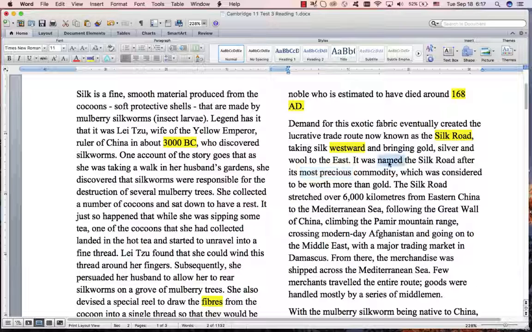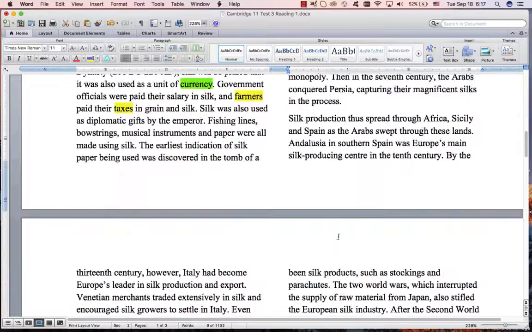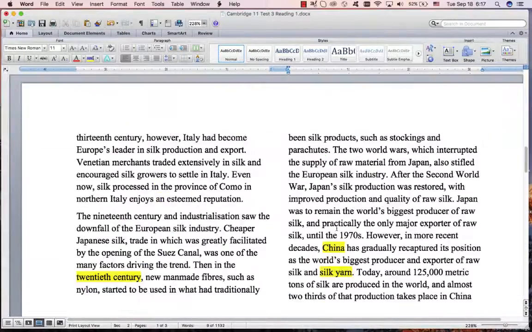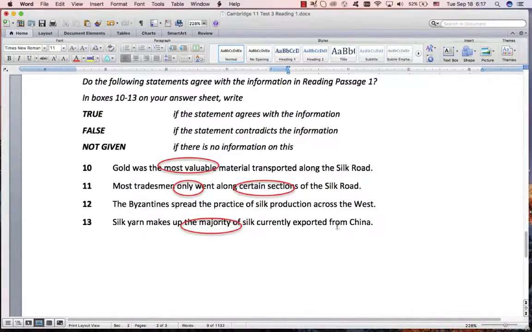So it was called the Silk Road after its most precious commodity. That means silk was the most precious commodity, if you name something after something. So, and anyway, they help you here. The silk was considered to be worth more than gold. So silk was the most precious commodity, the most valuable commodity, not gold. Commodity is material, so that must be false. Silk was the most valuable material.